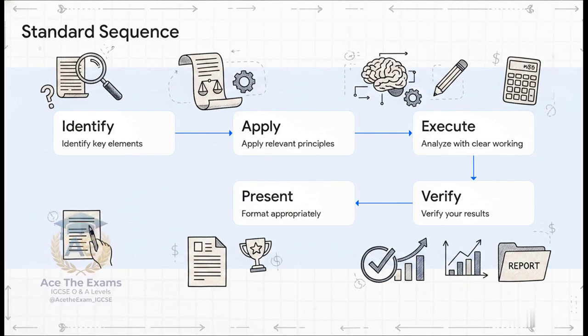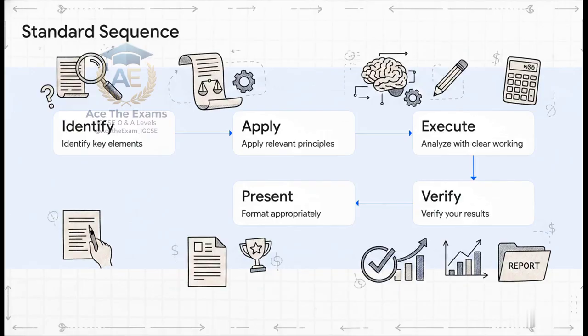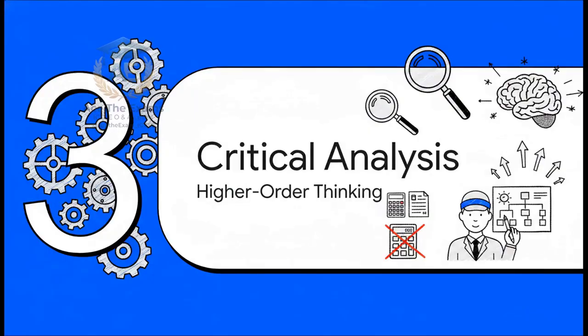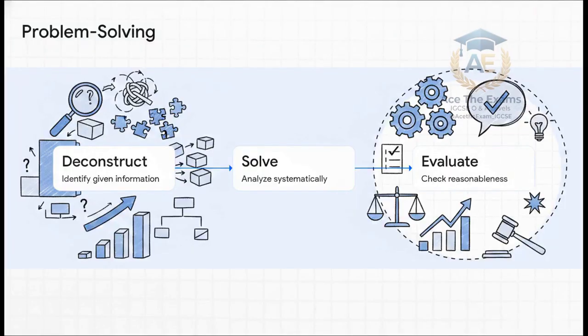The source material stresses that presentation follows strict conventions. Proper balance brought down and balance carried down notations are not optional. This isn't about making your paper look pretty. It's about communicating professional competence and structural precision to the examiner. Moving on to Section 3, Critical Analysis, Higher Order Thinking. This is where we separate the A grades from the A stars. Top-tier students use this exact deconstruct, solve, evaluate, problem-solving model when faced with complex, unfamiliar accounting contexts.